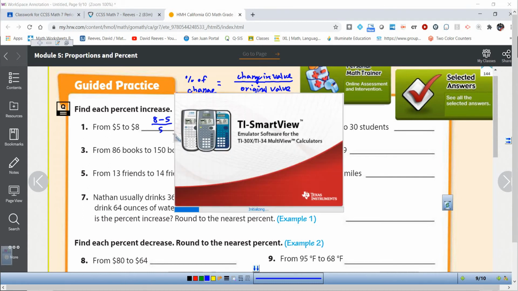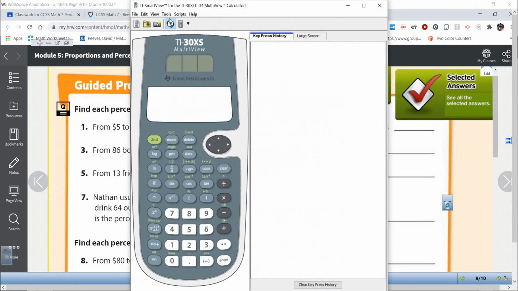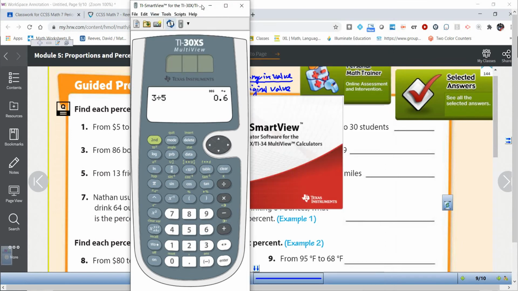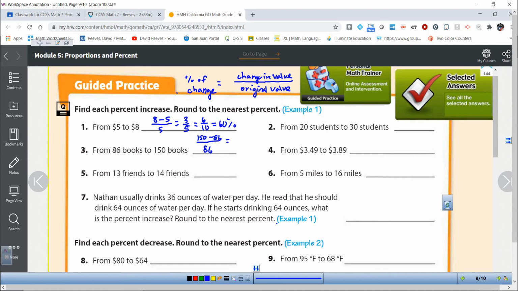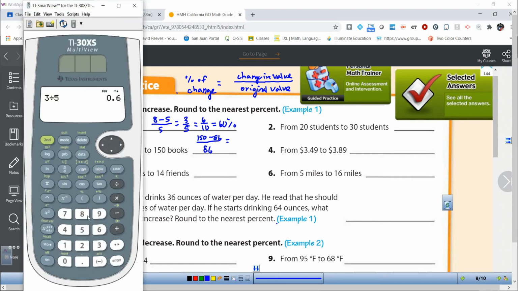Did I close the calculator? Oh my goodness, I meant to minimize the calculator and I closed the calculator. When will I learn? All right, here we go. Get that out of the way. And now my calculator's gone. All right, let me try this again.